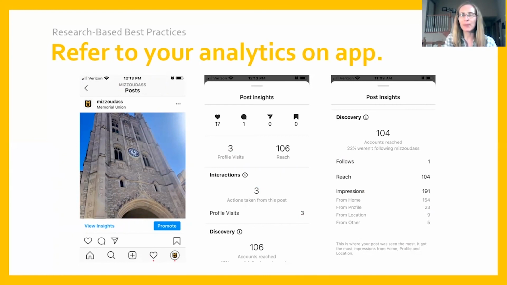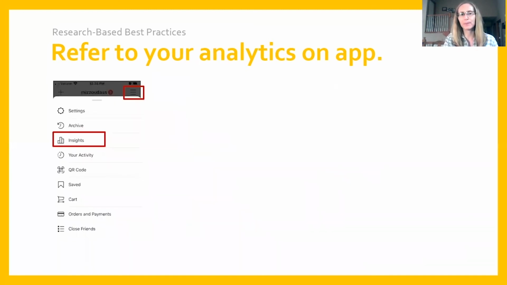So if you're interested in a particular post's analytics, you can go to that post, and then below the visual element, you'll see a View Insights link. If you click that, then you'll be directed to a screen where you see a variety of post insights, which can share just how well that one particular post performed.